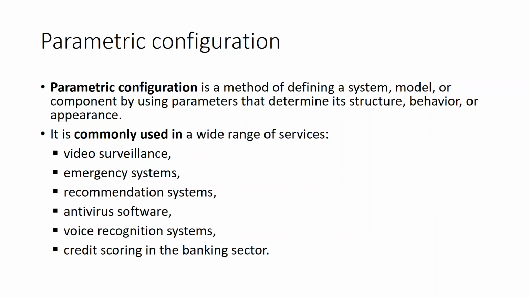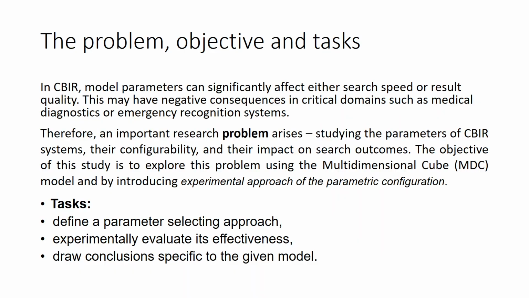It's commonly used in a wide range of services like video surveillance, emergency systems, antivirus software and others. So in content-based image retrieval, model parameters can significantly affect the search speed or result quality. This may have negative consequences in critical domains such as medical diagnostics or emergency recognition systems.